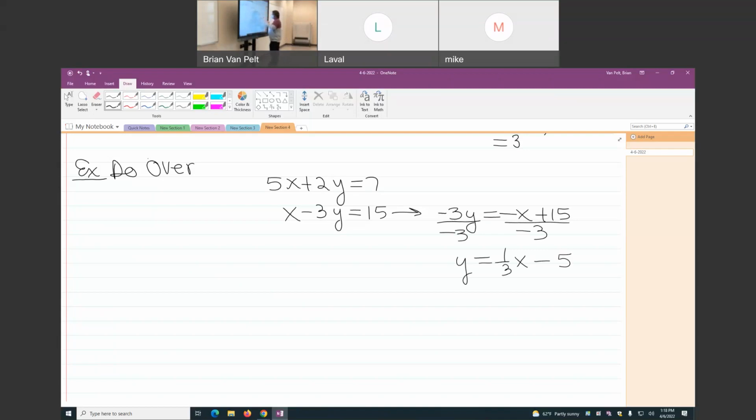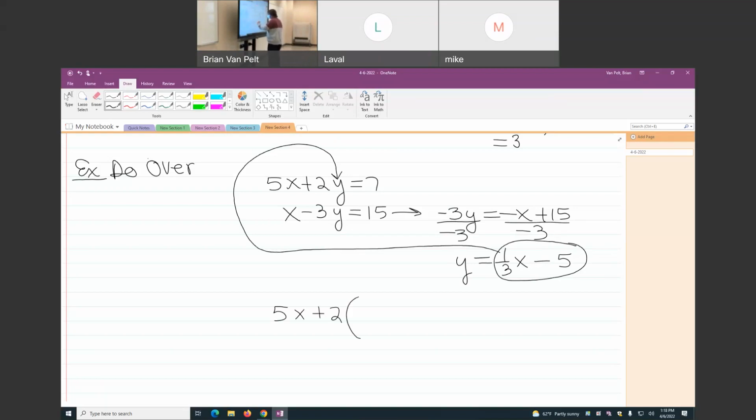Did you get this for your y? Yeah. All right, so then I take this guy here and plug it into the other equation. So let me get this solved for y. So it's got to go into that spot. So we have 5x plus 2.